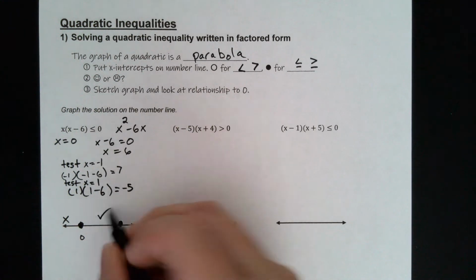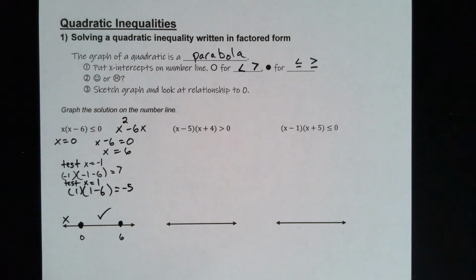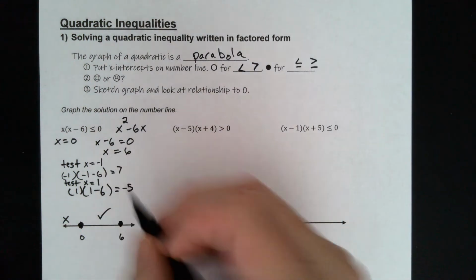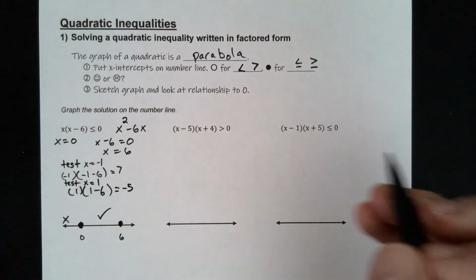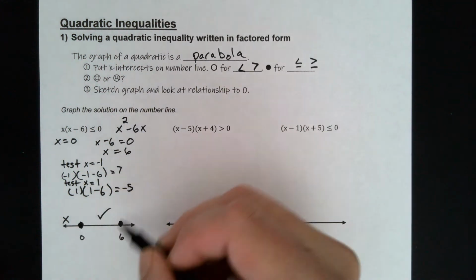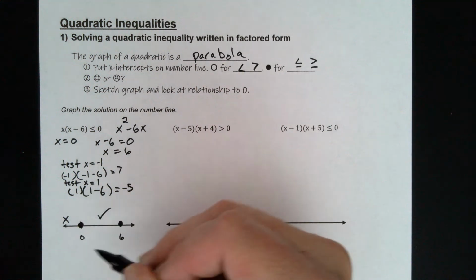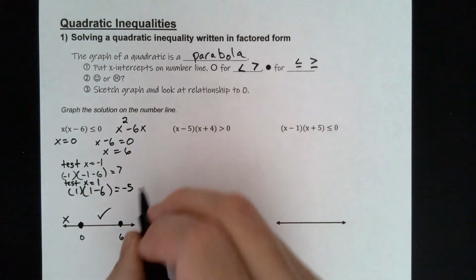So this is a check mark. That region in the middle is good. Okay, and then we try the third region, which is over here, bigger than the 6. And we should already know by now, because we know it's a parabola, that the middle part's less than 0 and the outer parts aren't. But let's try one more.